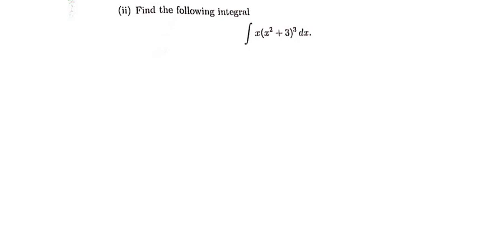Now let us go ahead and also talk about integration by u substitution. So how do we use the u substitution method to integrate any calculus question? Find the following integral, which is x times (x squared plus 3) cubed dx. In this case, how do I know that I'm supposed to use integration by u substitution?